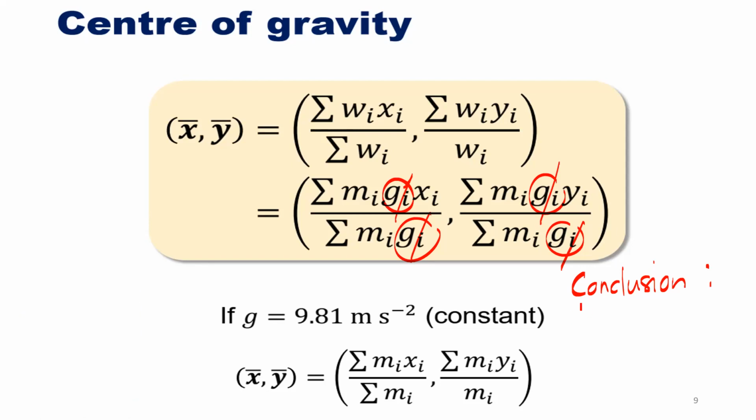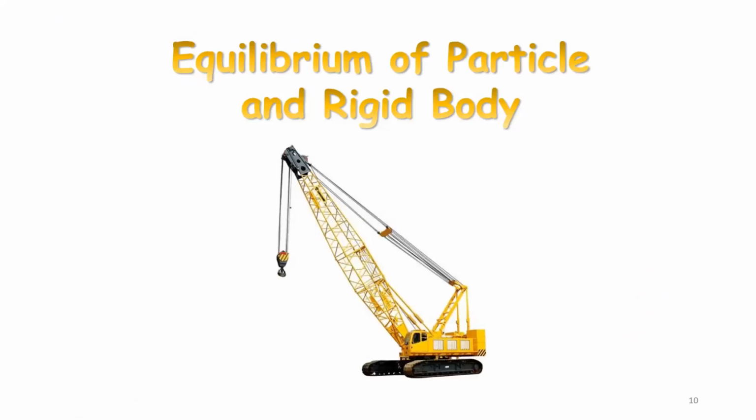Conclusion. COM is equivalent to COG. Center of mass is equivalent to center of gravity. Okay, good. So that's it for the center of mass, center of gravity. I'm not going to drag too much on that. Next we are going to equilibrium of particle and rigid body.